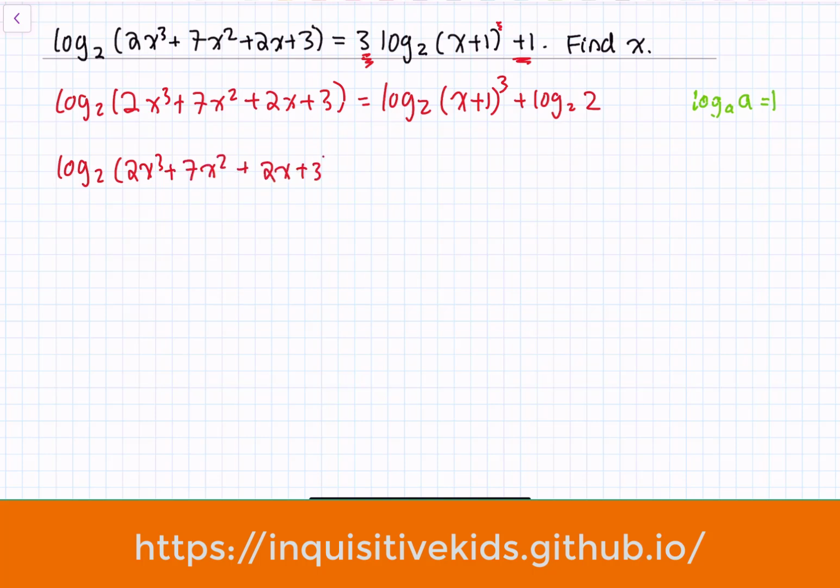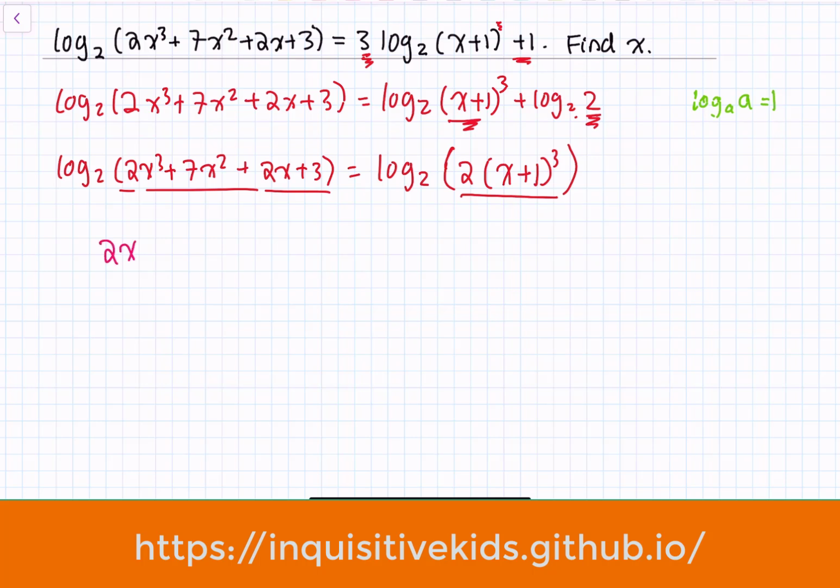But now on the right, because we have two separate log terms with the same base, we can combine them. So we have log base 2, and we're going to multiply what's inside the log: 2 times (x plus 1) cubed. This is what we have now. And now, because both sides have log base 2 of something equal to log base 2 of something, it means these two so-called somethings inside the logs are equal.